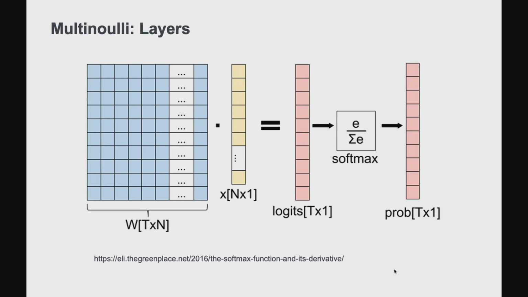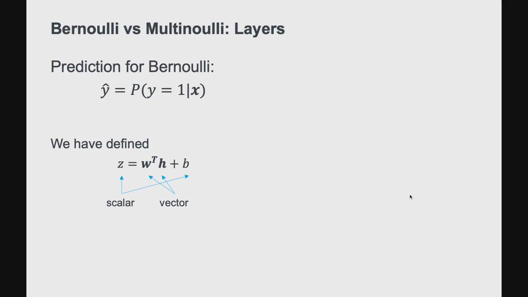So the next consideration then is we have our weight matrix, we have our input, and what we get here is a vector of logits, and we put this into softmax. And the softmax, like with logistic regression, gives us then the probability distribution over these possible classes.